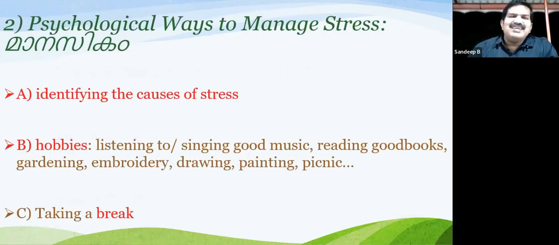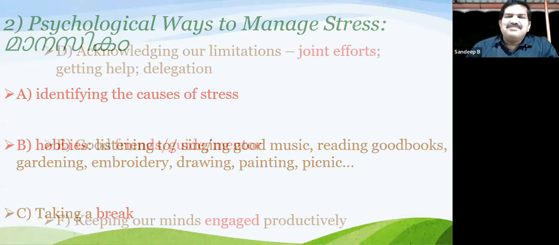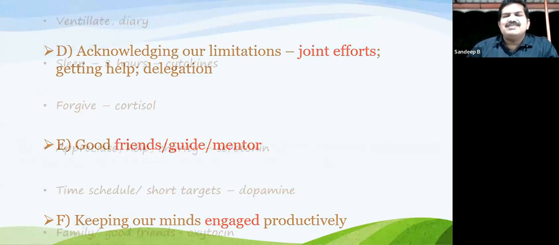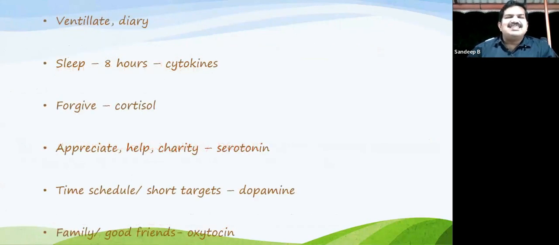In the psychological ways: identifying the cause of stress, hobbies, taking a break, acknowledging your limitations, having good friends, a guide, a mentor, keeping our minds engaged productively, ventilation, and sleep of adequate duration, which will give good cytokine regulation in your body and help our immunity also. That's why even in COVID patients, we were advising good sleep, because that itself will improve immunity. It will help them to tide over that viral infection.